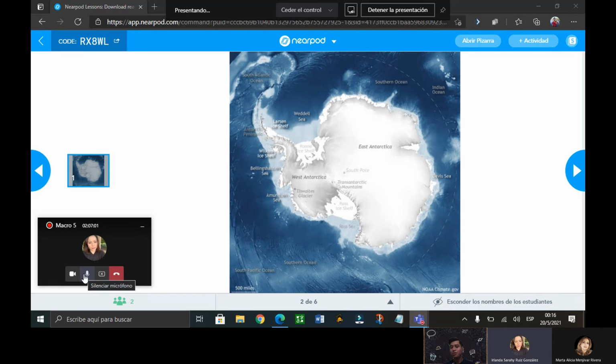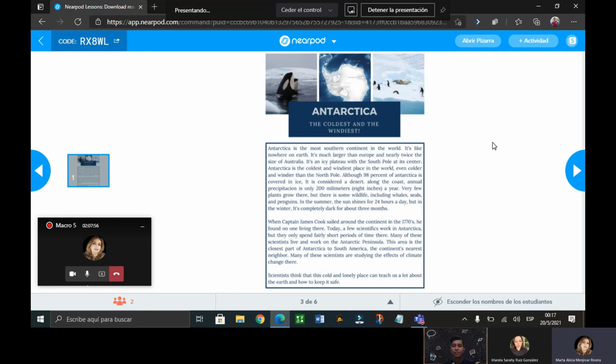So now we are going to read an interesting piece of a magazine about the Antarctica. You are going to help me to read this, and before that I share a worksheet, so get ready to read. The topic says Antarctica, the coldest and the windiest. Yolanda, can you help me to read the first part, please? And then Marta.